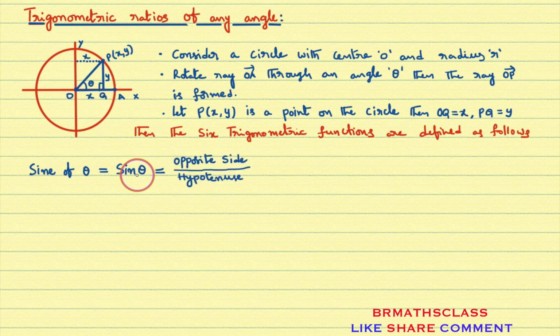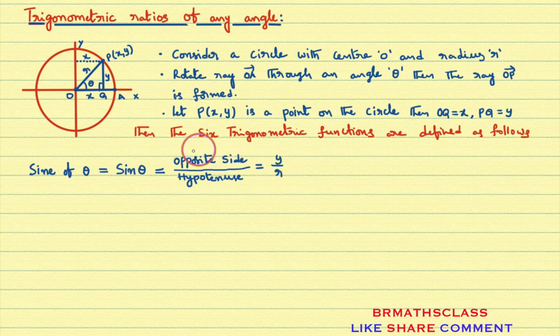So sin theta is defined as opposite side by hypotenuse. Opposite to theta is PQ, and PQ is y. Hypotenuse is opposite to 90 degrees, which is OP. OP is the radius of the circle, so OP equals R. Therefore, sin theta is defined as opposite side by hypotenuse, which is y by R.